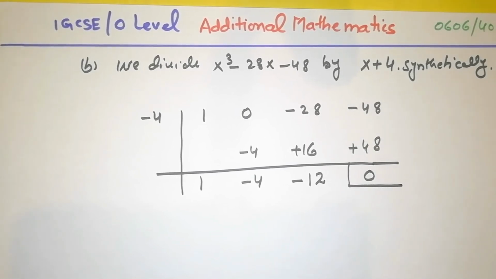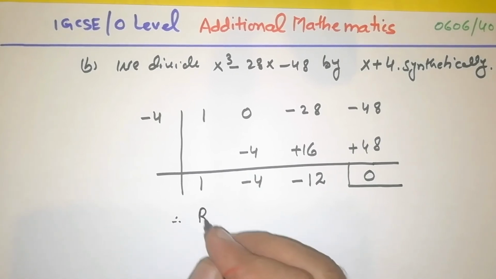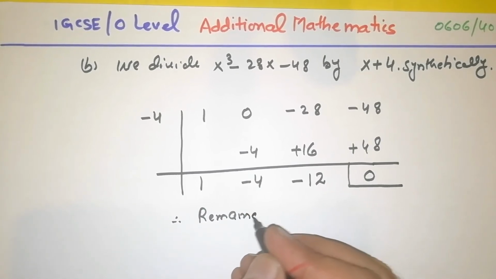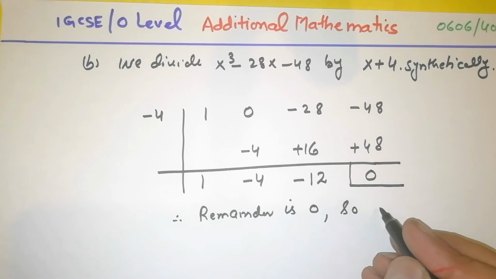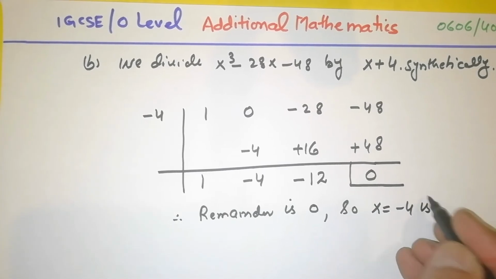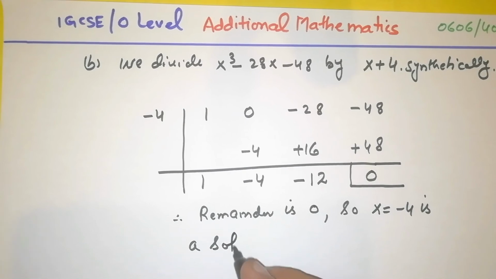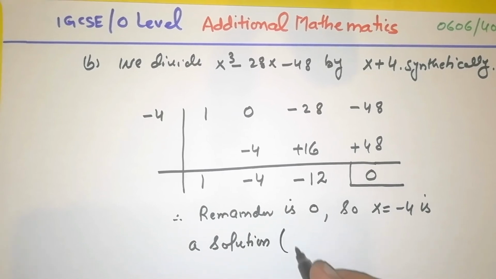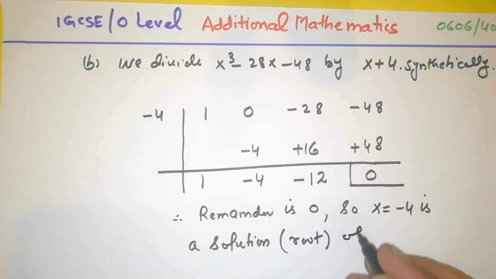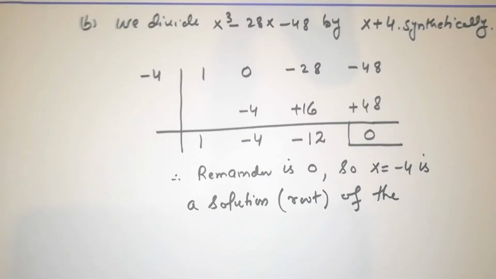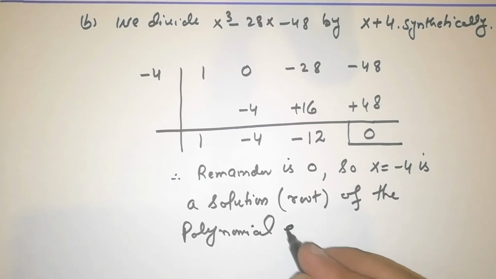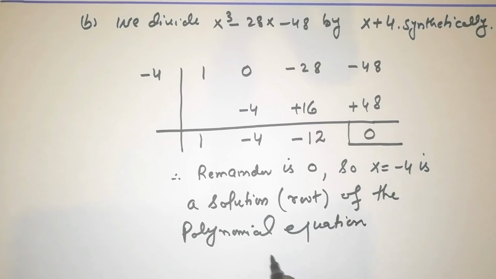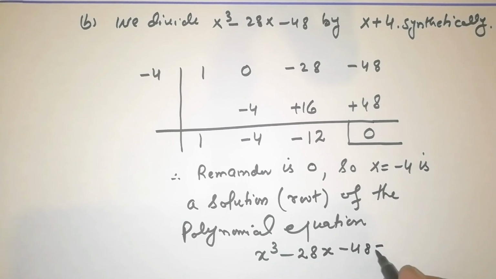We see the remainder is 0. Since the remainder is 0, x equal to minus 4 is a solution, or you can say root, of the polynomial equation, that is x cube minus 28x minus 48 equal to 0.